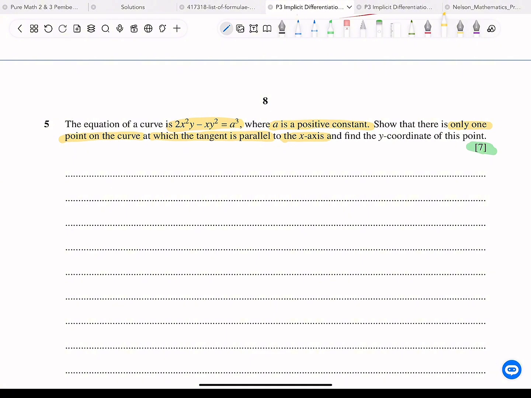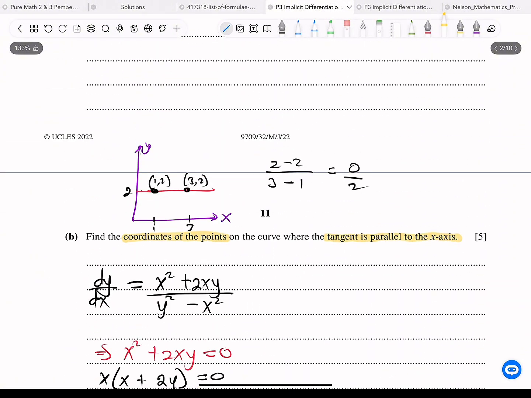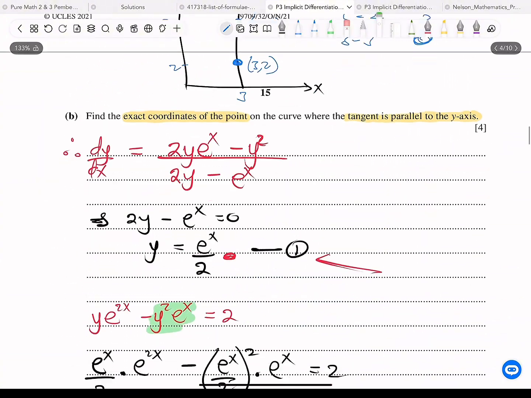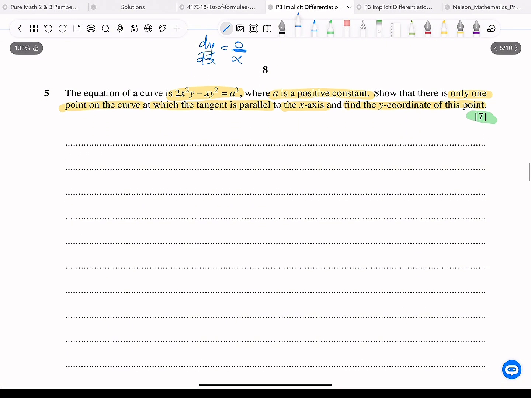When we show that there's only one point, we should go ahead and find the y-coordinate of that point. We already know what parallel to the x-axis means to us. We did that right here. We argue that if it is parallel to the x-axis, the numerator of the dy dx must be 0. So we would apply that. The numerator of it must be 0. It's over something, but we don't care. The numerator must be 0.